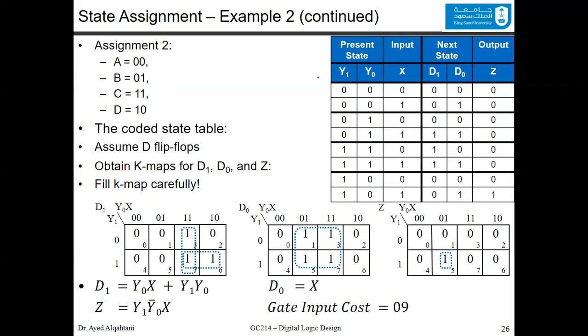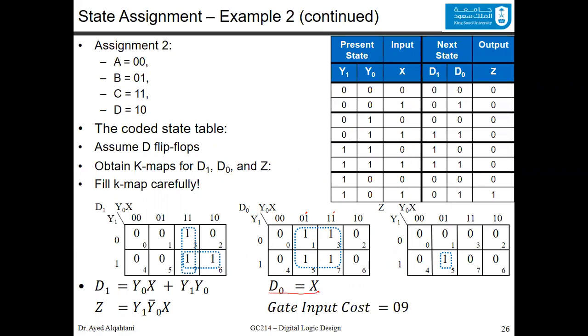So if we do the same way and fill up the codes by this new assignment, and from the codes we fill up the Karnaugh maps and start to do the optimization, you will notice that Z is still the same. It has a single input. It has the same function. But for D0, now we have 4 ones that are close to each other, and we can include them in a big square. And this function would be X.